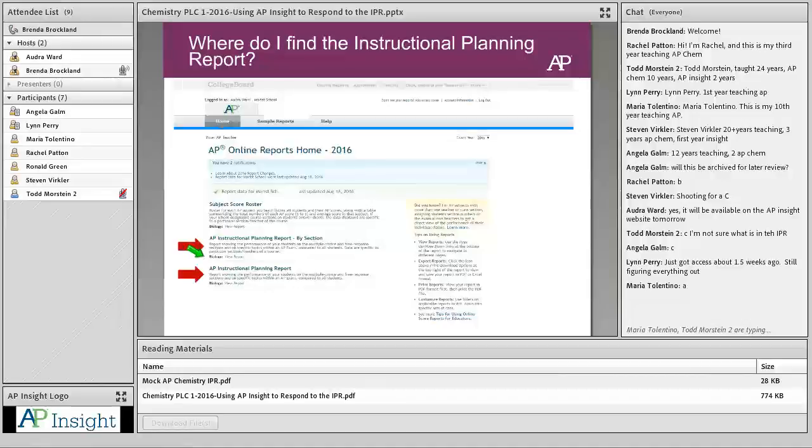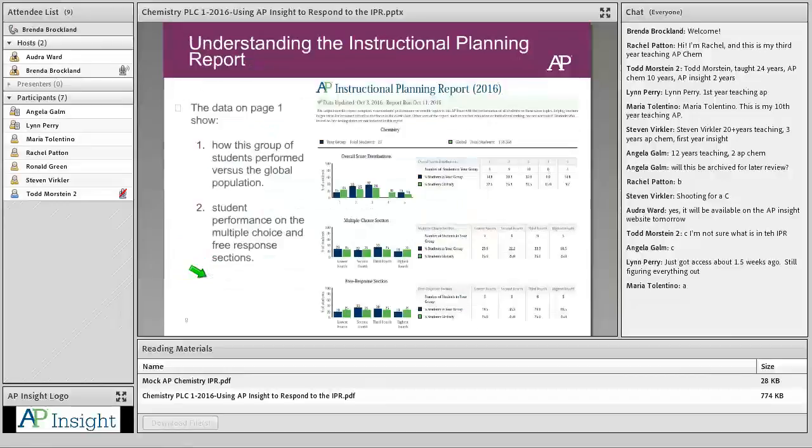Those two spots right there. Now, if you've got more than one class, you'll see that it is divided by section, or you can just look at it as a whole for the teacher. And then once you download it, it's going to basically look like this.